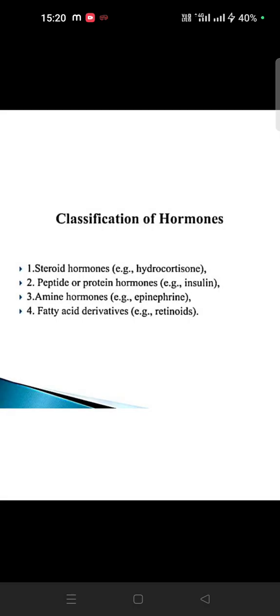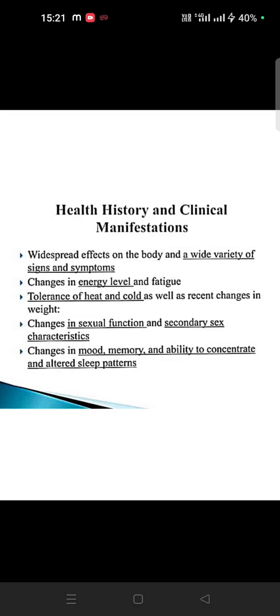Classification of hormones: steroid hormones, protein hormones, amino hormones such as epinephrine, and fatty acid derivatives, meaning retinoids. Health history and clinical manifestations: if a patient has signs and symptoms, such as change in energy level or fatigue, tolerance of heat and cold, recent change in weight, changes in sexual function and secondary sex characteristics, then changes in mood, memory, ability to concentrate, alertness, and sleep patterns.